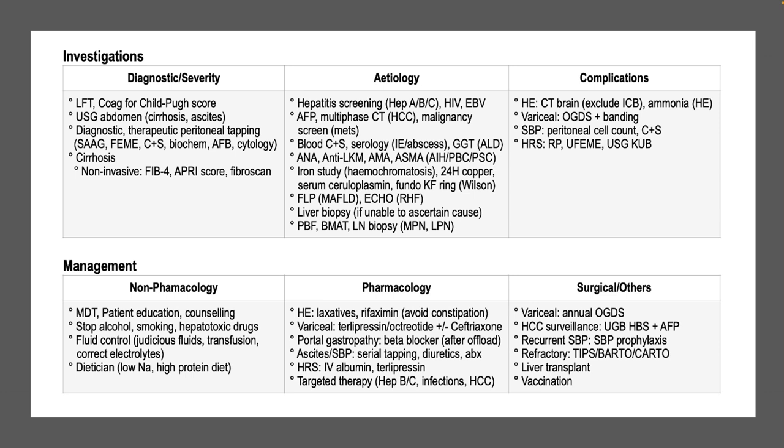In terms of complications to investigate, I will do a CT brain, let's say the patient has any altered mental state, to exclude any bleeding, and also I will take a serum ammonia as well. And then in terms of variceal screening, we'll do an OGDS and banding if necessary. For SBP, I want to make sure the patient has no peritonitis. And then for hepatorenal syndrome, I can take a kidney profile and also urine FEME as well as an ultrasound kidney.